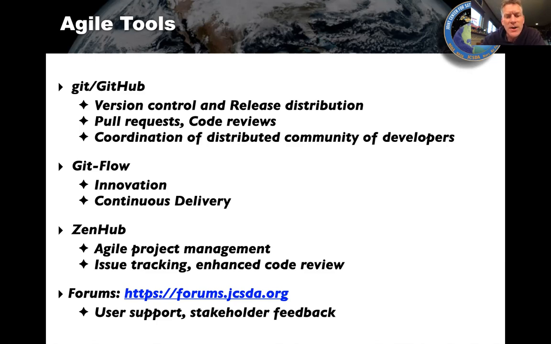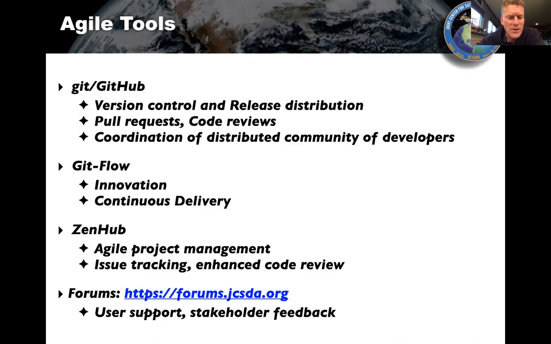We also use ZenHub. ZenHub is an extension to GitHub. I won't talk about it today in this talk. It's mainly for our internal use, but it's a useful extension to GitHub that we use for agile project management and issue tracking and enhanced code review. In addition to normal issues and pull requests, ZenHub enables things like epics and milestones and estimates on how difficult the different tasks are.